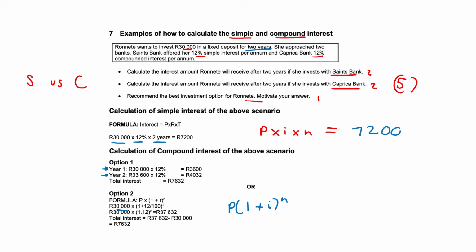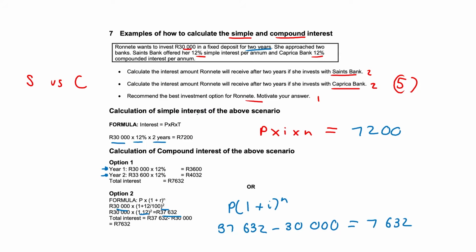It's going to be our 30,000 times the bracket, 1 plus 0.12, which is equal to 1.12. And that's for 2 years, so we just square it, and that gives us 37,632. We just subtract 30,000 from it. We subtract the principal amount, and we get 7,632 Rand.